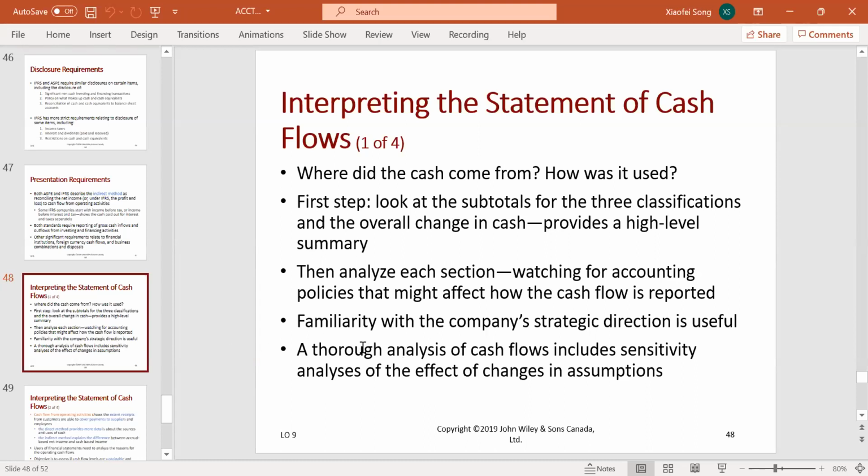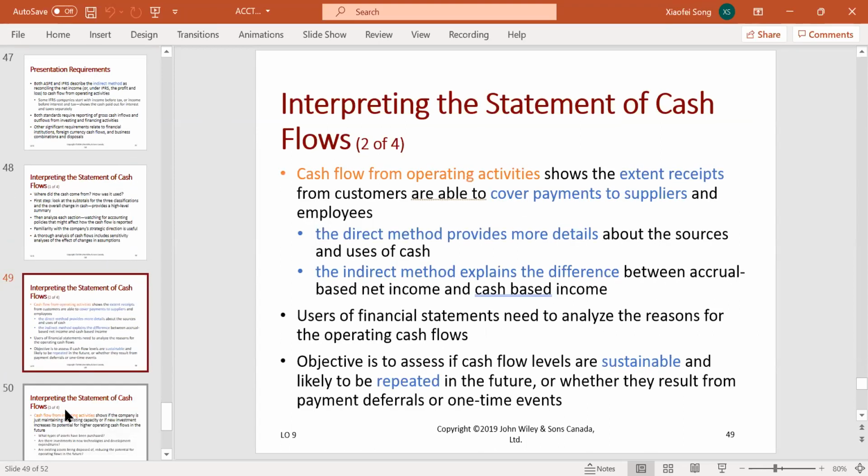Sometimes a thorough analysis of cash flow includes sensitivity analysis of the effect of change in assumptions. Ultimately, when you read the statement of cash flow, you want to know whether the company will have a healthy cash flow going forward, right? So if things change, then what happens in the future will change. The sensitivity analysis allows you to assess what if the conditions or assumptions change, how that will affect cash flow. So that's zeroing in on the operating activities section.